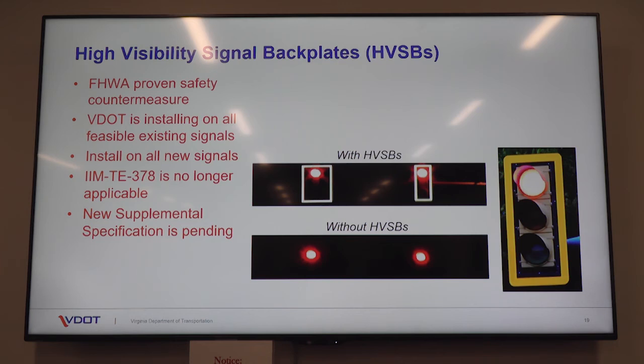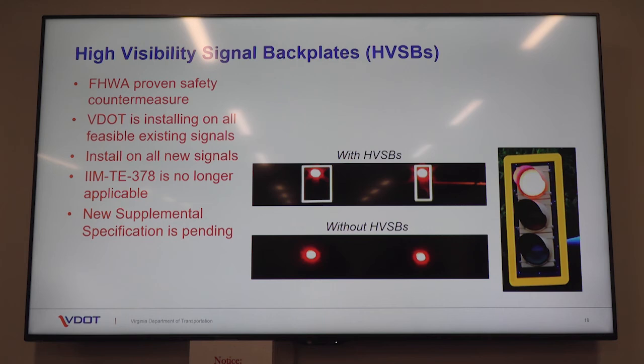Now, there's recently been a change in VDOT's policy regarding high visibility signal backplates. Previously, when a designer was looking at whether or not to install high visibility signal backplates at an intersection, they would go to IIM TE 378. Well, that's no longer applicable.